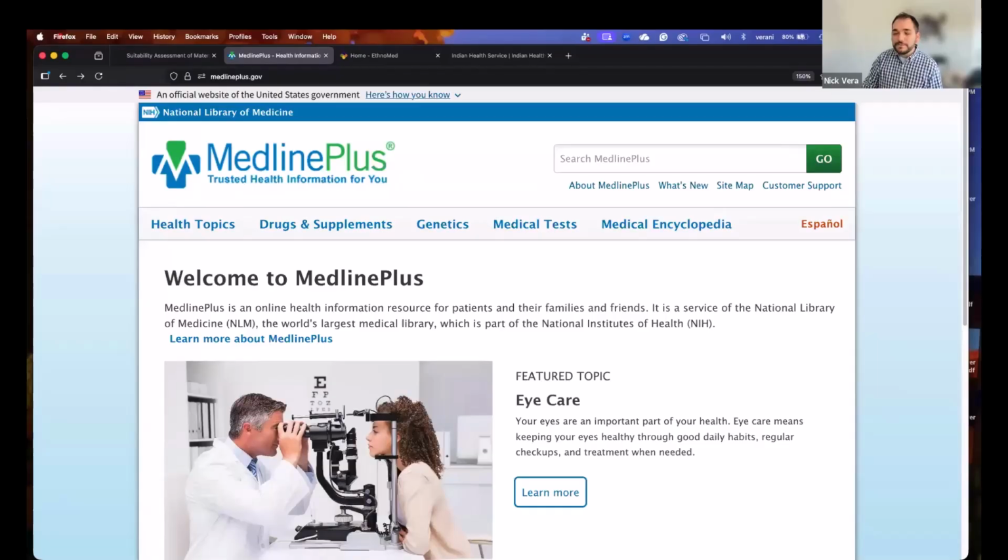So for those that don't know, MedlinePlus is an online health information resource from the National Library of Medicine for patients, their families, and their friends. MedlinePlus has reliable health information that is really easy to understand in both English and Spanish. And the best part is it's ad-free. So MedlinePlus is a tool for promoting health literacy because the information is presented with the principles of plain language in mind.